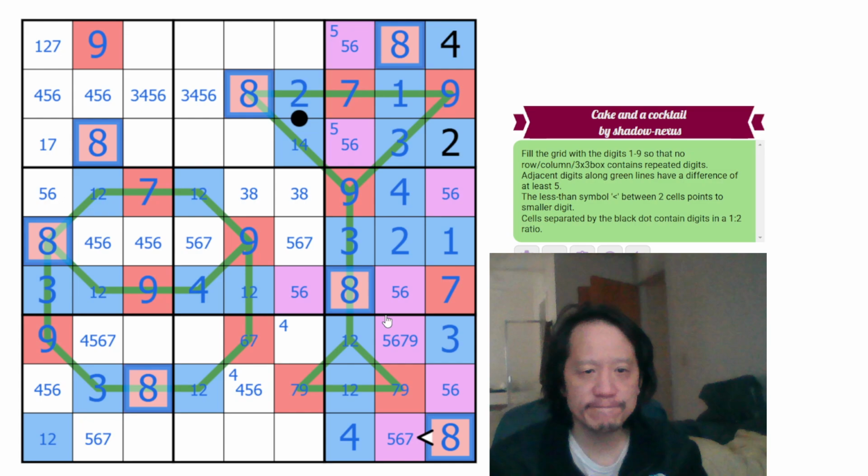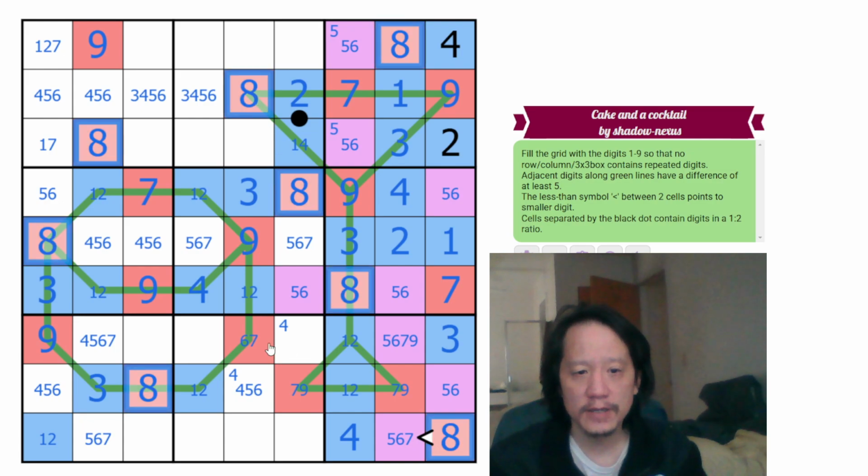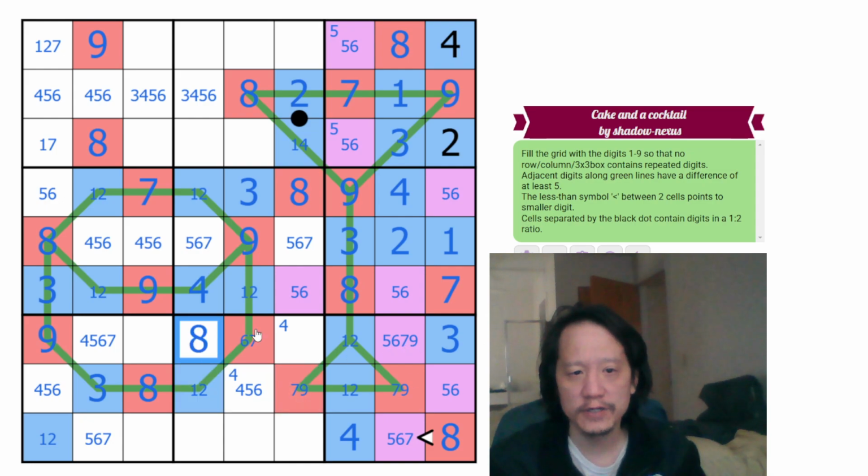So we have all the 8s. Yeah, this can't be 8 anymore. This has to be 3, which makes that an 8. So this is low. This is high. Whereas the 8s now in box 8. Can't be here, can't be here, can't be here, can't be here. Therefore, this must be an 8. So and it's a high.